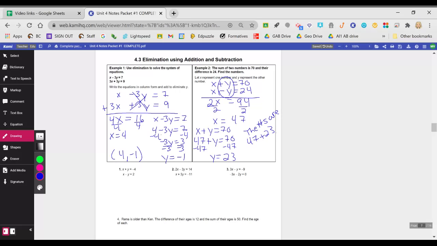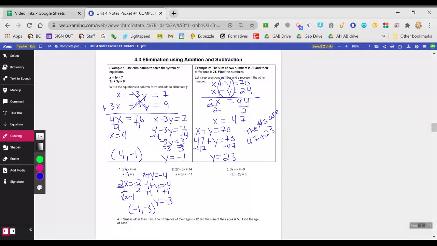Okay, so when I look at number 1, I notice that if I add these together, y and negative y equals 0. So that gives me 2x equals negative 2. Divide by 2, x equals negative 1. I then need to find y, so I choose one of them. So I choose x plus y equals negative 4. It doesn't matter which one you choose. So it's negative 1 plus y equals negative 4. I add 1, and y equals negative 3. So the answer is (negative 1, negative 3).